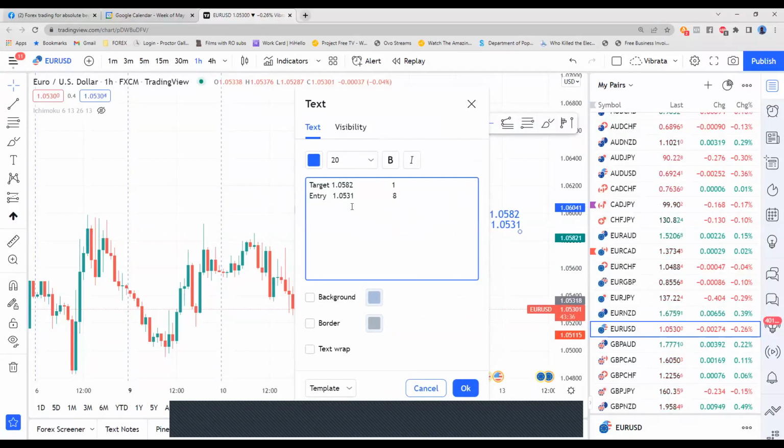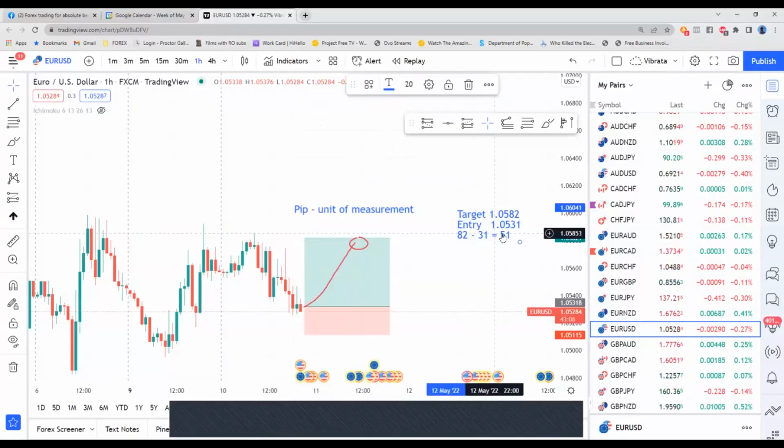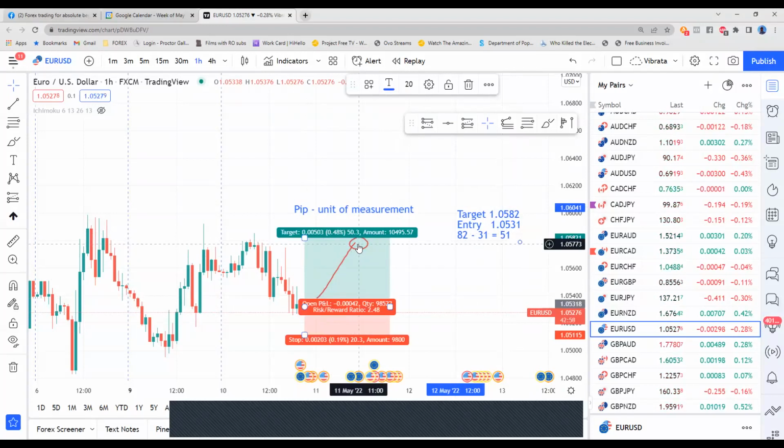In order to calculate the difference between our entry price and our target price, all we'd have to do is deduct 31 from 82. By the way, in case you're wondering, this is all the mathematics you'll need in trading, plus and minus. So 82 minus 31 is 51. So in this particular trade, we stand to gain 51 pips, assuming that my prediction is correct.